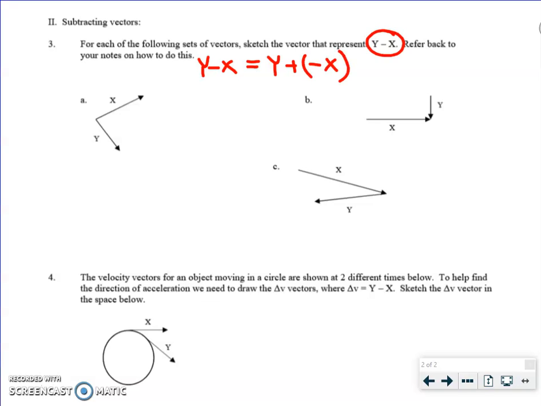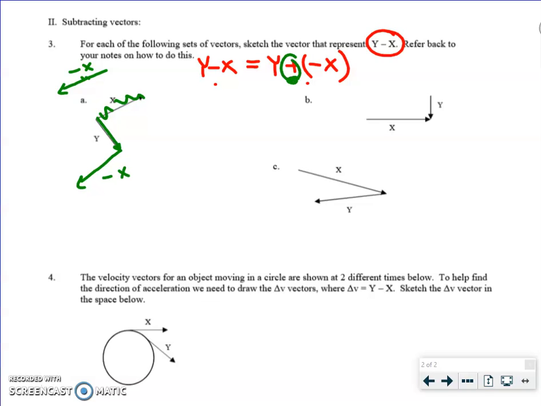So all I've got to do to find this is add y and negative x. Well, here are the two vectors in question for A. So there's y, there's x. I don't want x, I want negative x. So negative x, I'm just going to draw off to the side just to make it clear, is the exact same thing as x, just pointing in the opposite direction. I'm going to ignore this now because I've already transformed it into this, and I'm going to put this vector at the end of y. Here's y, here's the beginning of y. Now I'm going to pick up negative x and put it tip to tail. So there's negative x.